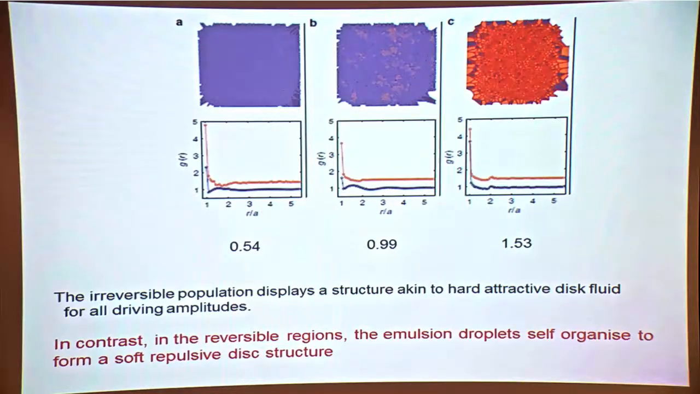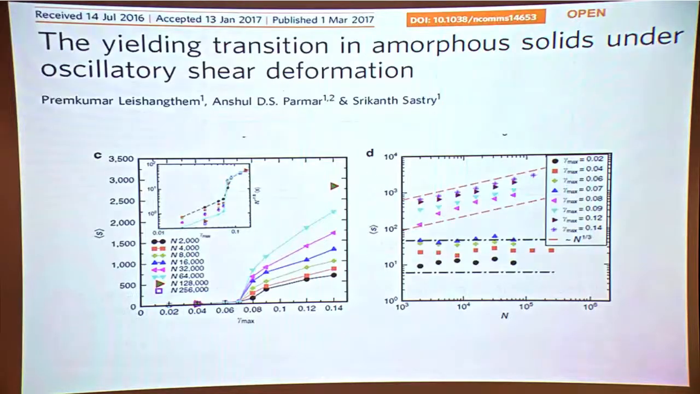That is the beauty. So the irreversible particle G of R remains the same, but the reversible particle G of R is quite different. And this is something which they conclude is a first order transition. And this is from Shrikant, which he presented in the earlier conference.